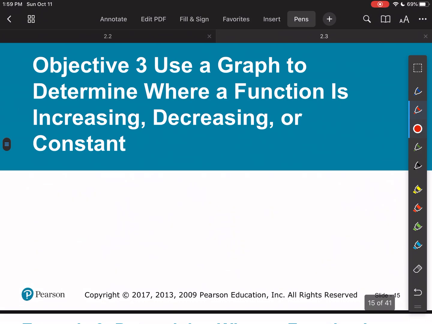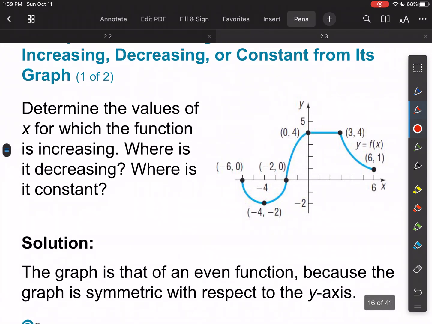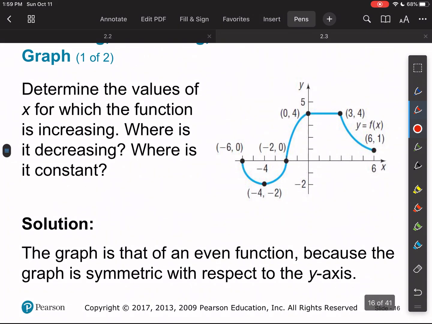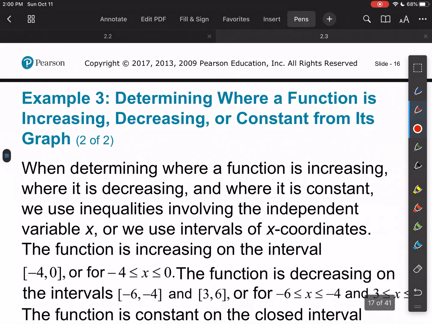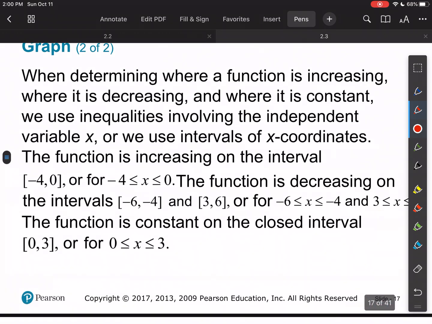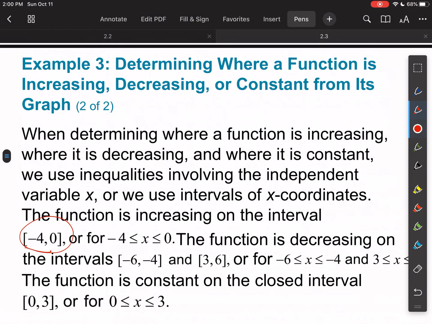Objective 3 says to use a graph to determine where a function is increasing, decreasing, or constant. So for this, all they're asking you to do is look at the picture and tell where the graph is going down, where it is going up, where it is staying constant. You can use interval notation like I taught you. I don't know what your program's gonna make you do. I don't know if they make you choose one or the other.